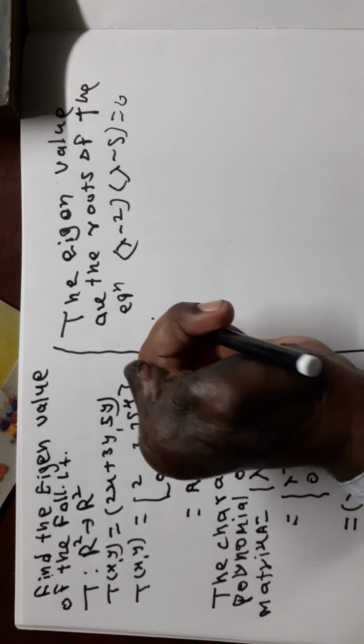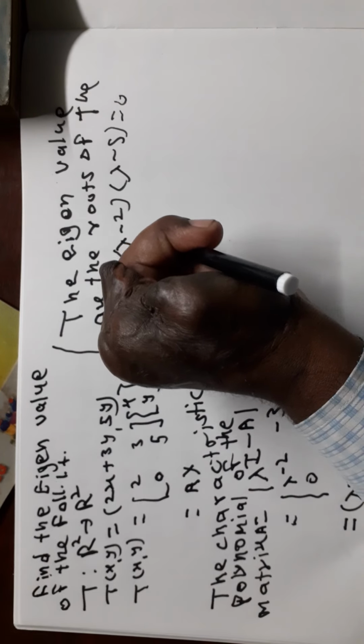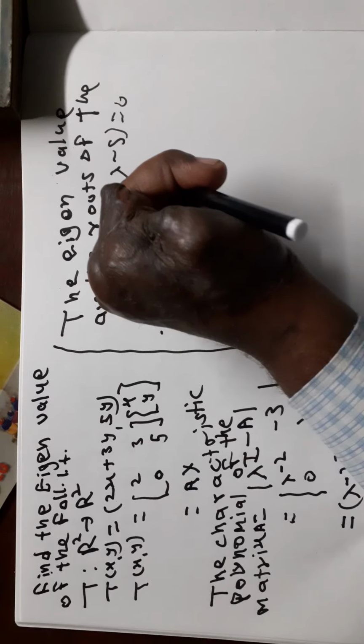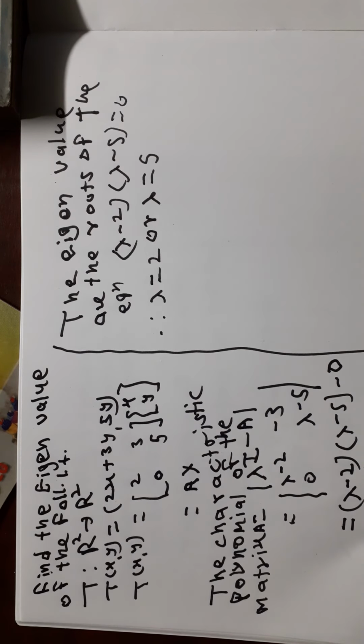Therefore lambda is equal to 2 or lambda is equal to 5. These are the required eigenvalues of T. Therefore, in order to find the eigenvalues of the matrix linear transformation T, we write the linear transformation in matrix form. Then we write the characteristic polynomial of the matrix, and the roots of this characteristic polynomial are the eigenvalues of T.